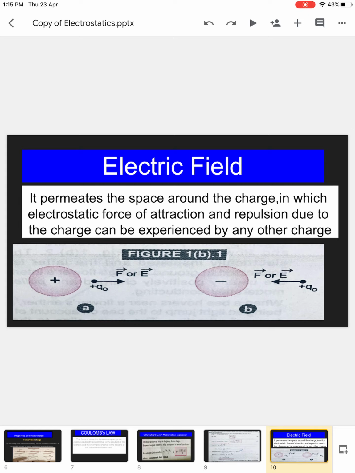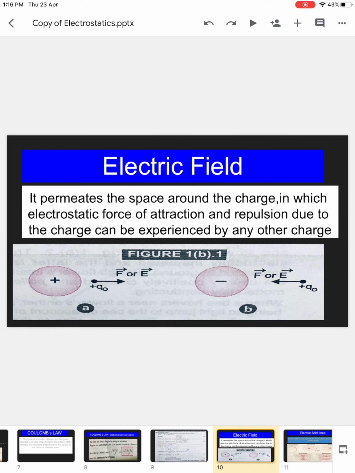So why is this test charge feeling some kind of force? It is because the bigger positive and negative charges are creating some kind of field surrounding them, and that is called the electric field. If the test charge goes into that region, then it feels some kind of electric force.